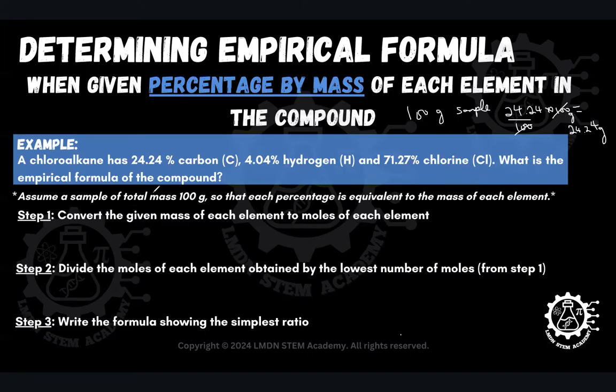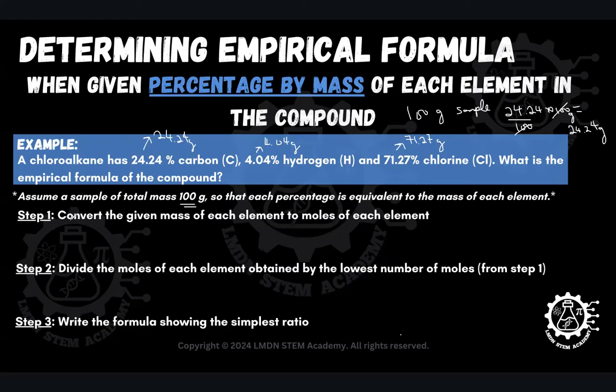So when we make the assumption that the total mass of the sample that was broken down was 100 grams, we can immediately see that the percentages they give us are equivalent to the mass of each element. We can rewrite this as 24.24 grams of carbon, 4.04 grams of hydrogen, and 71.27 grams of chlorine. Now we're back in a situation where we have masses that we can work with.